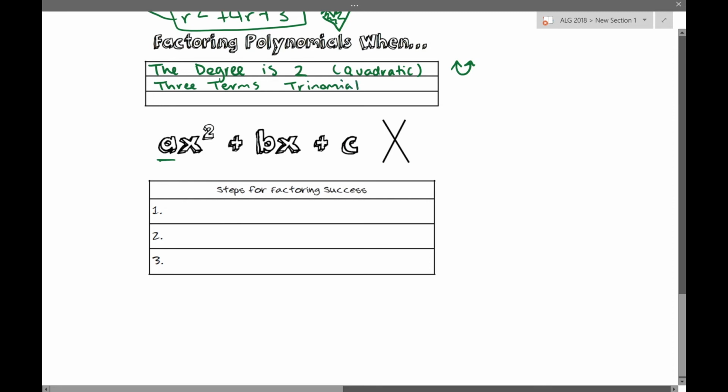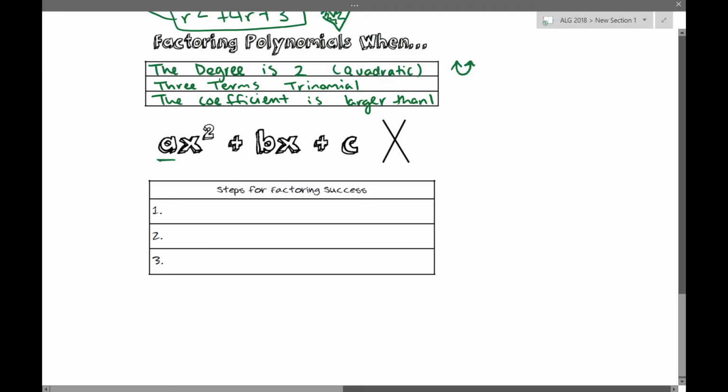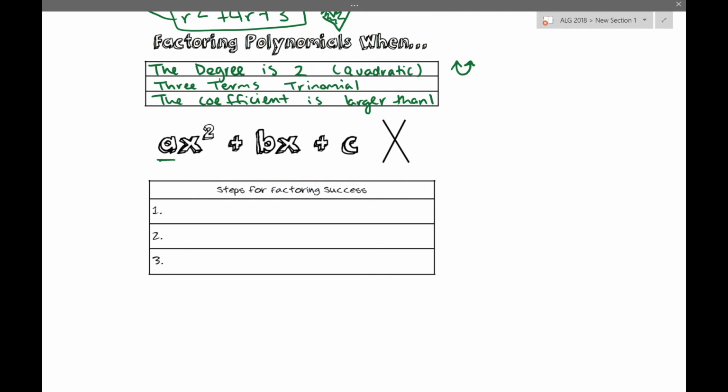Now, the only difference here is the coefficient. The coefficient is larger than 1. So that means my number in the front, my A, is going to be bigger than 1. Okay? So it could be 2, 3, 4, and so on and so forth. This one's a little bit more difficult, but I still think it's very doable. So here's how this works.